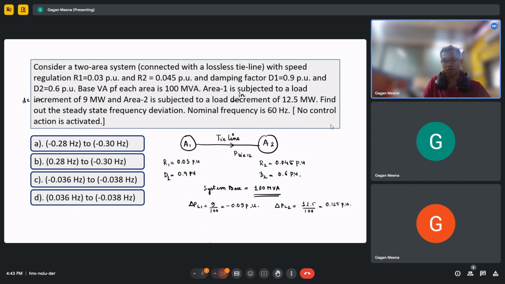So this is built up here. Yes. Positive. Okay. Yes, we need to find out delta F.